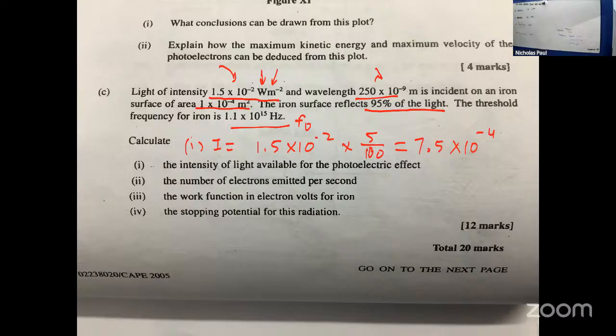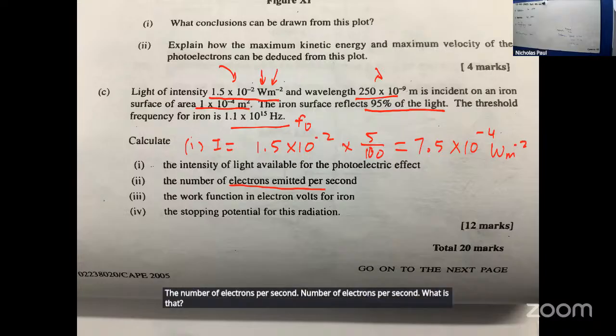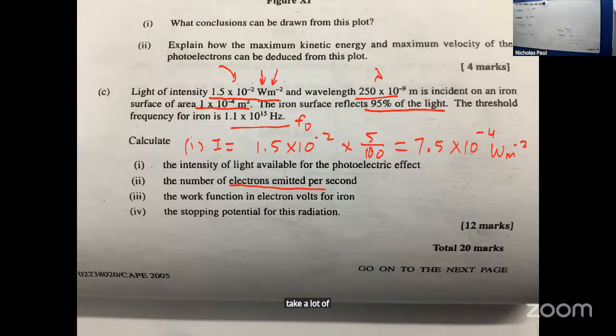10.5 by what? Minus 4. What's the unit? Watts per meter squared. Nice. The number of electrons per second. Number of electrons per second. What is that? Think about it. What are they asking for?